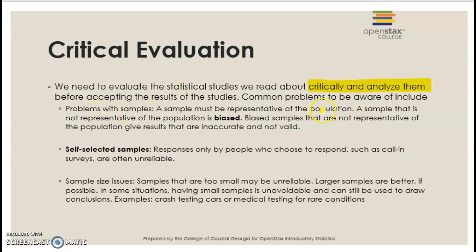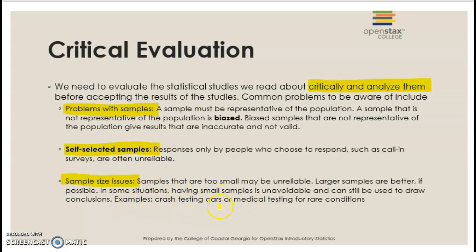Common problems to be aware of. Problems with samples. A sample must be representative of the population. It's biased if it's not. Self-selected samples: if it's only by people who choose to respond, then they obviously have what they call a dog in the fight. They want to respond. Sample size issues. Samples that are too small may be unreliable. Larger samples are better.